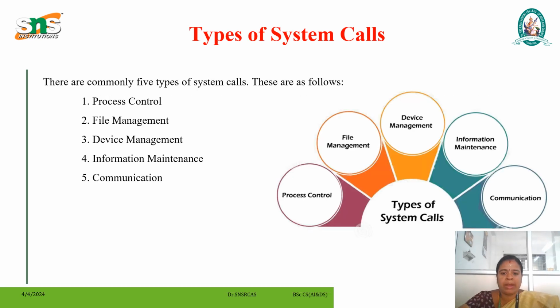Next one, types of system calls. There are commonly five types of system calls. These are the following: process control, file management, device management, information maintenance, and communication.